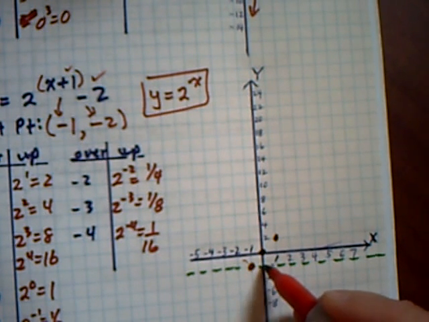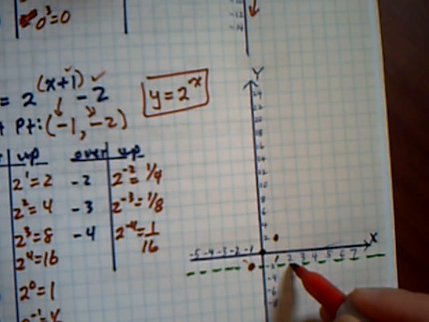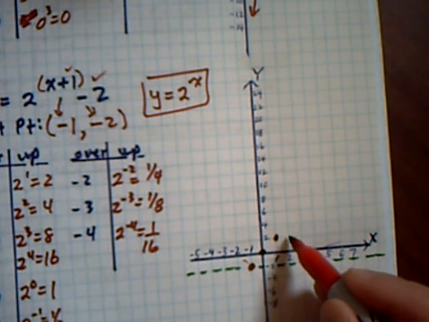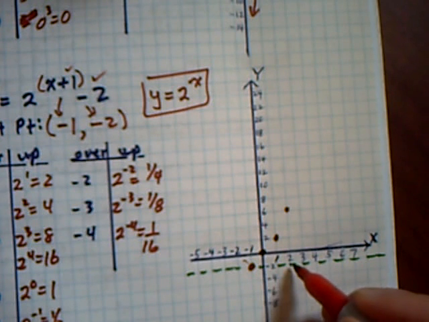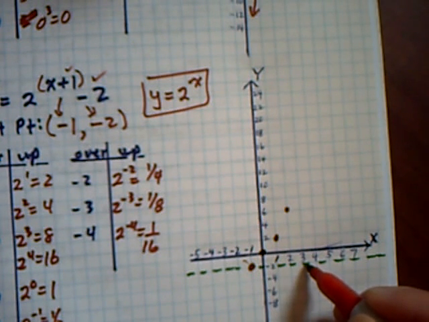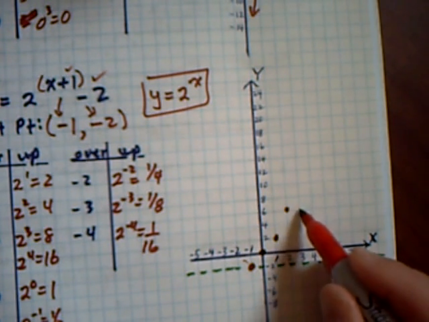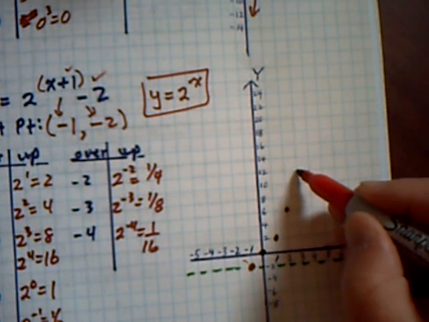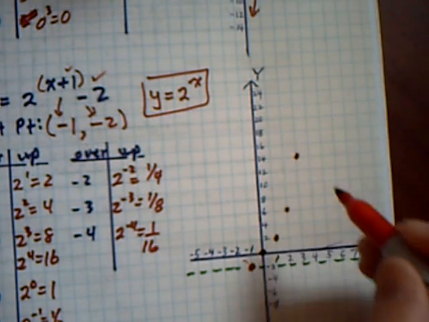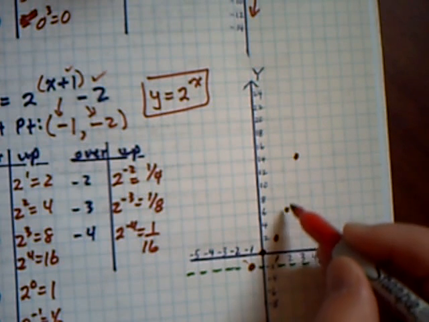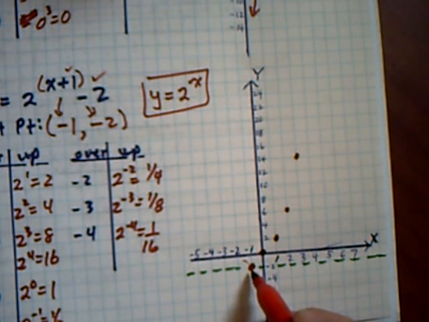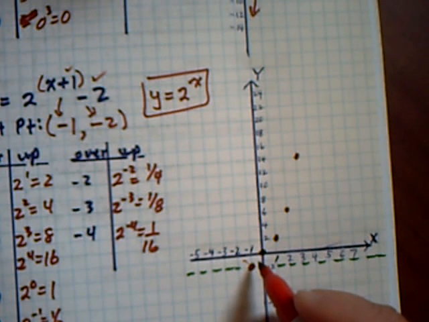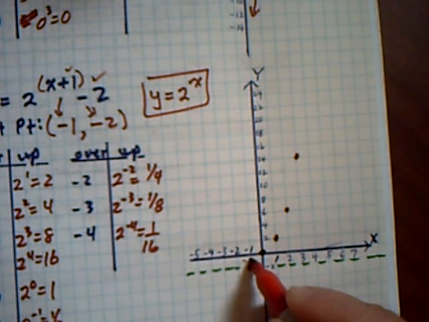If I go over 3, 1, 2, 3, I'm going to go up 8, 2, 4, 6, 8. And if I go over 4, 1, 2, 3, 4, I'm going to go up 16, 2, 4, 6, 8, 10, 12, 14, 16. So our graph is going to be curving around like that, but it doesn't go through the starting point, because when I go over 0, I go up 1.